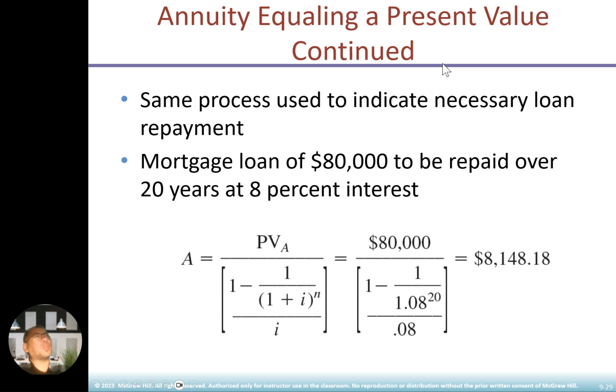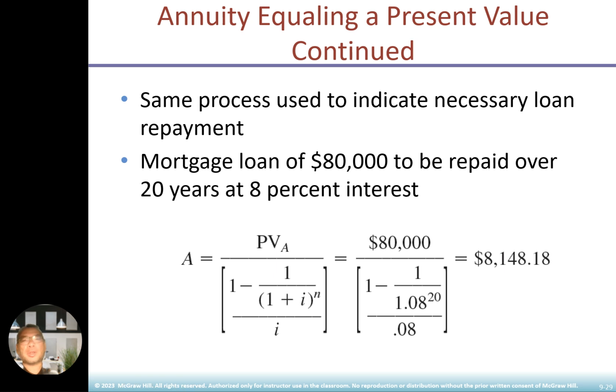Annuity equaling present value continues here. Some processes are used to indicate a loan repayment. For example, a mortgage loan of 80,000 is to be repaid over 20 years at 8% interest. So what's the annuity? You're going to plug in the numbers based on the formula.